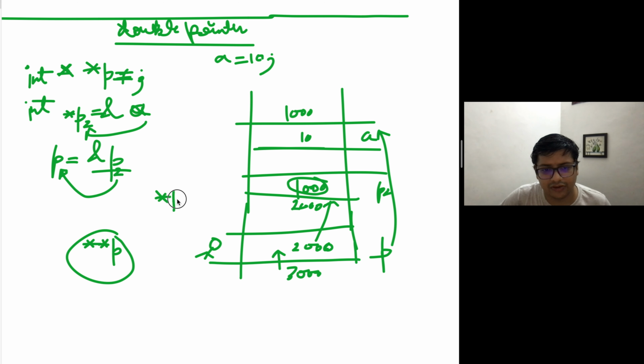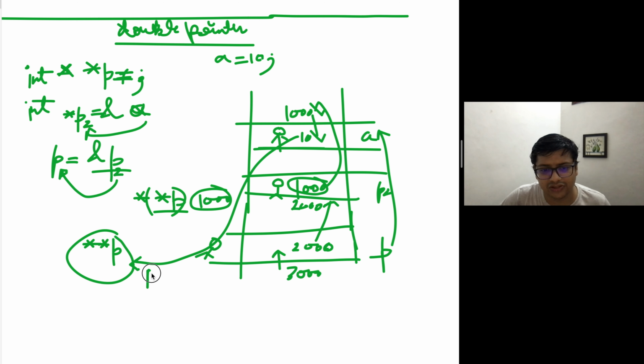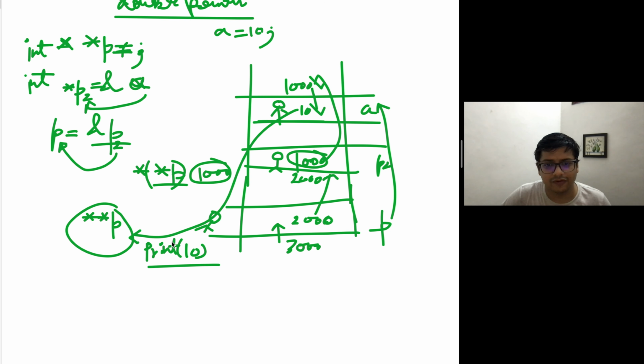So if I say I need to print *p, then it will give me the address 1000. If I use the double asterisk, it means we are sitting over there, we need to go to that address and see what is present inside that address. So it is 10. In that case, it prints the answer 10. This is how the double pointer works.